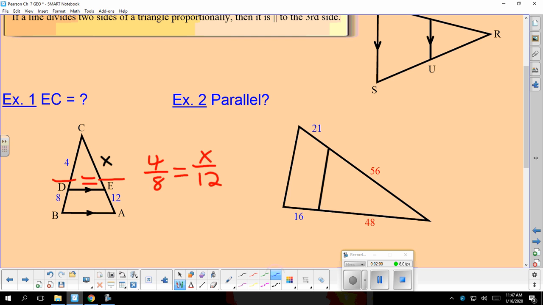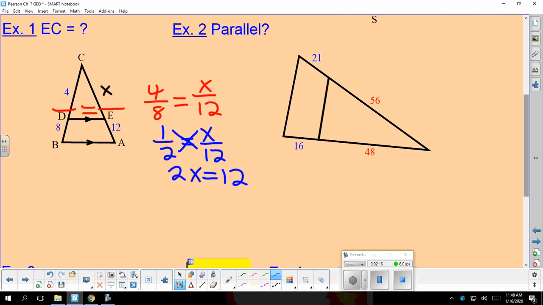Again, I'm going to reduce. I get 1 over 2 equals X over 12. Cross multiply. 2X equals 12. Divide both sides by 2. X equals 6.